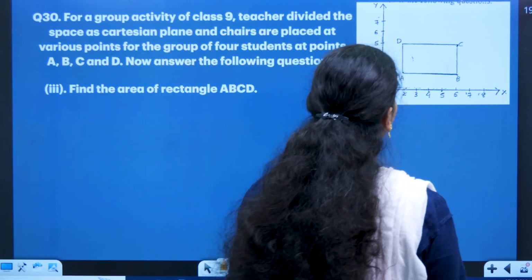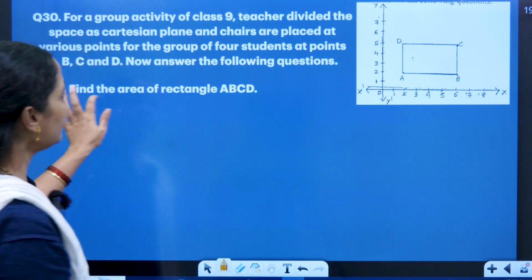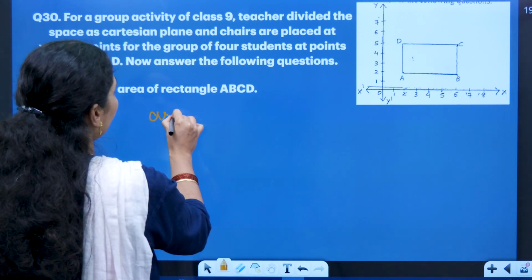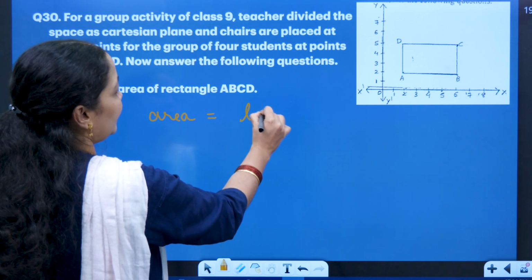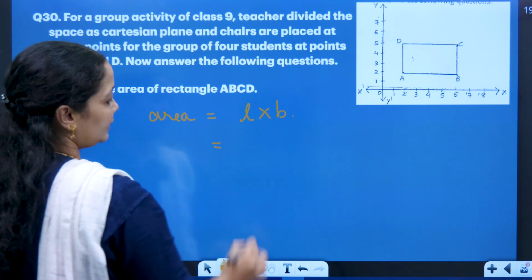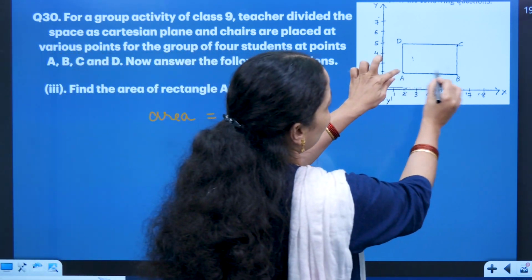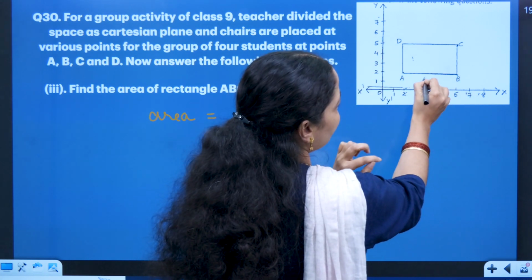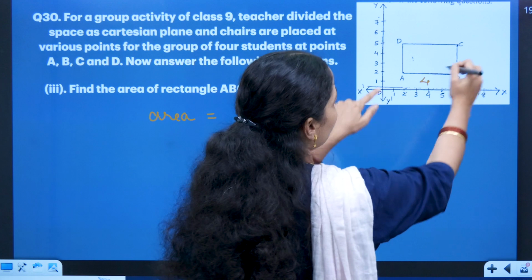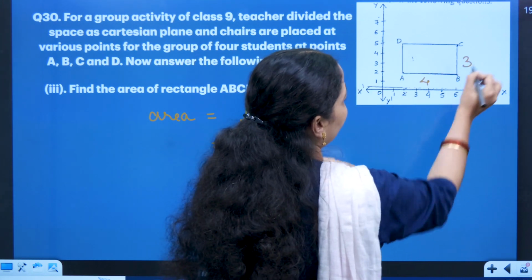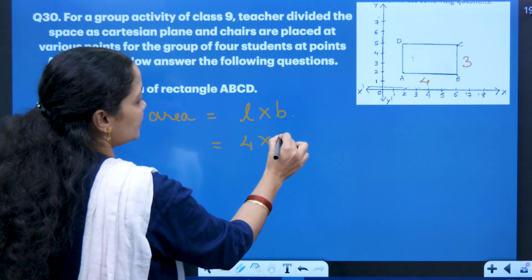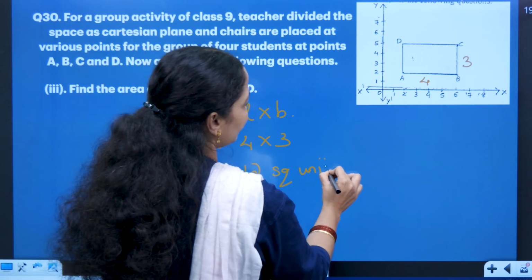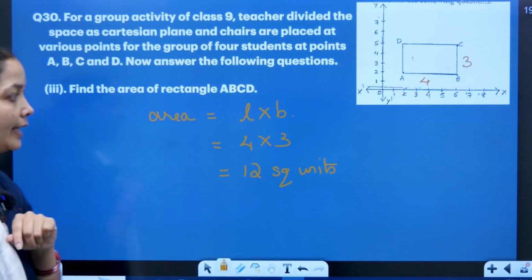Moving to the next one. In this they are asking us to find the area of the rectangle ABCD. For finding area, I know the area of a rectangle is length into breadth. I need to know the length and the breadth. From A to B, see the number of units covered: 1, 2, 3, 4. So this is 4 units. From B to C, 2 to 5, 3 units. So length is 4, breadth is 3. My answer will be 12 square units. This is the area of the rectangle ABCD.